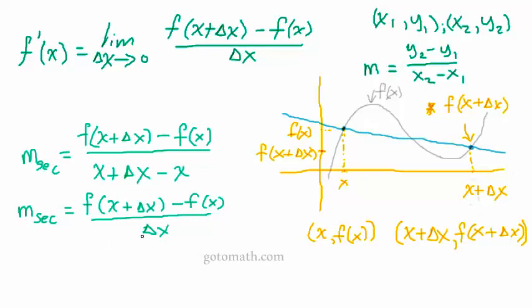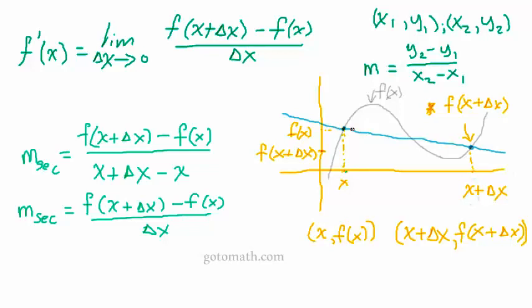So we have the formula here for finding the slope of the secant line. So what's going on here? We're taking the limit as delta x approaches 0. What exactly does that mean? Well, it's pretty simple, actually. If we let delta x go to 0, in other words, this distance from here to here is going to get smaller and smaller and smaller, all right?